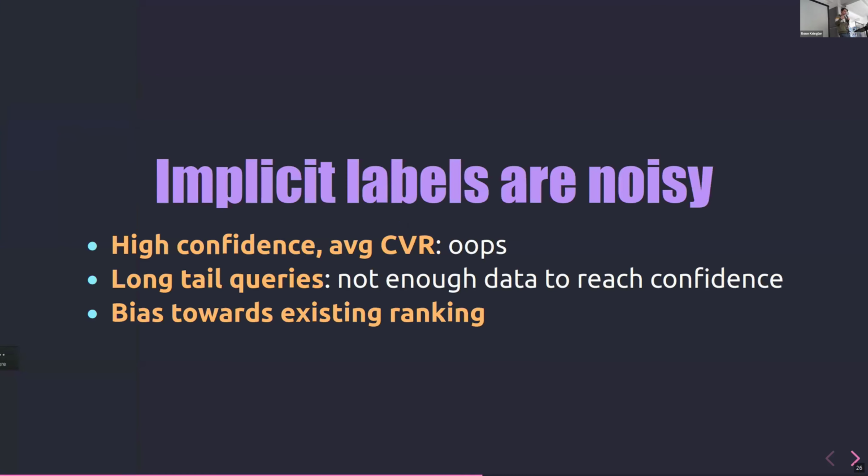Next, the problem with this approach is that these implicit labels are very noisy and biased towards popular queries. There are also cases where you have high confidence, but it's still around your expected conversion rate, so you can't really say whether it's a positive or a negative. And for long tail queries, there's often not enough data to reach confidence. The model itself is biased towards popular queries, and also biased towards the existing ranking, because you only use positives and negatives out of your existing retrieval system. It doesn't mean that your retrieval system is correct and perfect for that. But it seems to be working for us somehow.